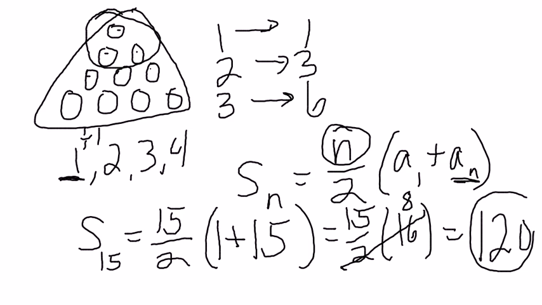So with 15 on the bottom of a pyramid like this, you'd need 120 cases. So it's a way to get a sum really quickly without having to add up all these numbers, 1 plus 2 plus 3 plus 4 plus 5 plus 6 plus 7 and everything else.